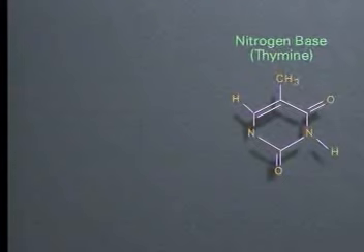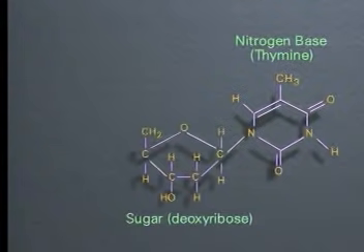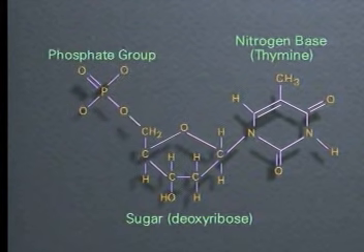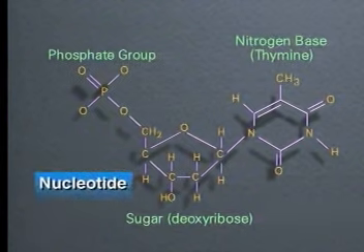Based on the proportions of these components, Levine made 2 deductions, one of which was correct and one of which was incorrect. The first deduction he made was that each nitrogen base was attached to a molecule of sugar, and that in turn was attached to a phosphate group. This would form a single molecule, which he called a nucleotide. That was the correct deduction, right?